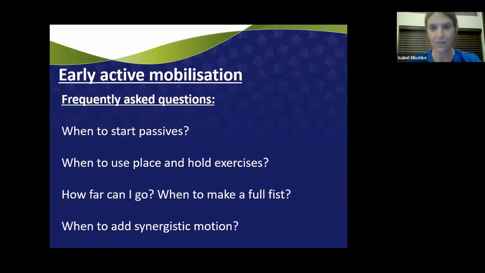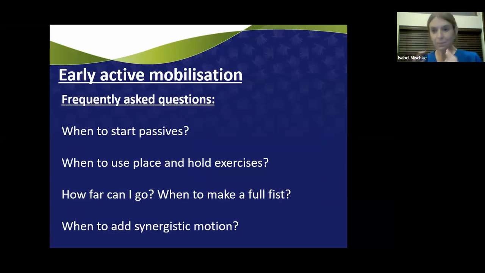So, frequently asked questions about this early active motion protocol. When do we start passives? When to use place and hold exercises, especially if you come from a controlled passive motion protocol. How do you do this now? You're too afraid to start just moving. How far can you go? When do you make a full fist? And when do you add synergistic motion?